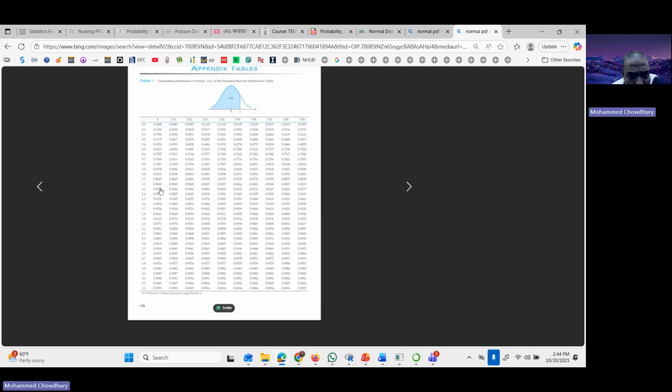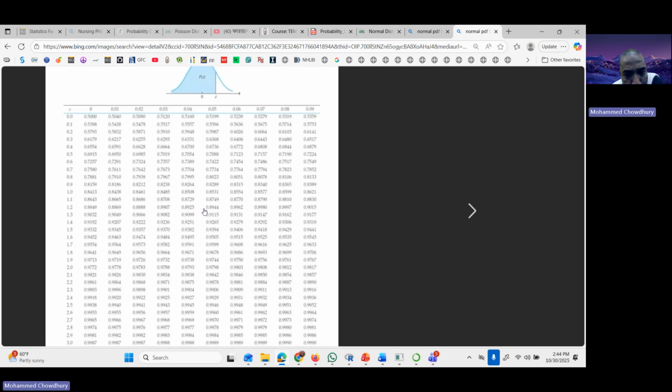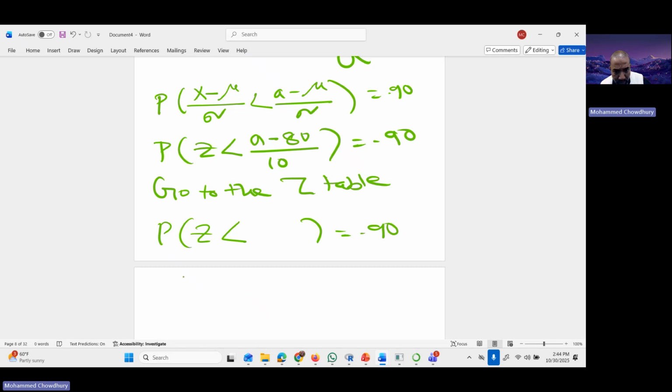Okay, so take a look at that, 0.90 is coming. 0.90 is coming at 1.28. Are you seeing? This is the closest one to 0.90, which is equal to 1.28. So I have to plug in 1.28 there.